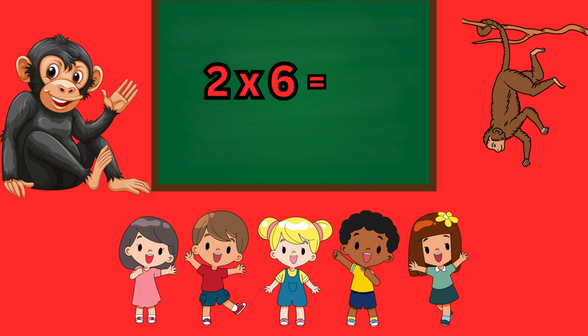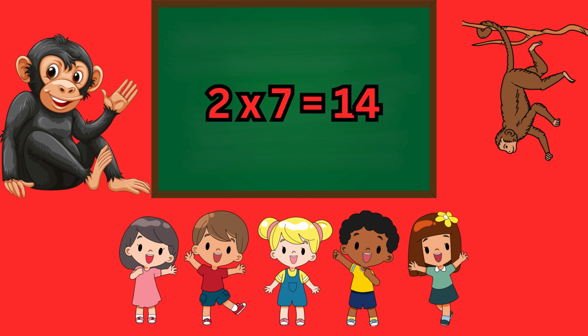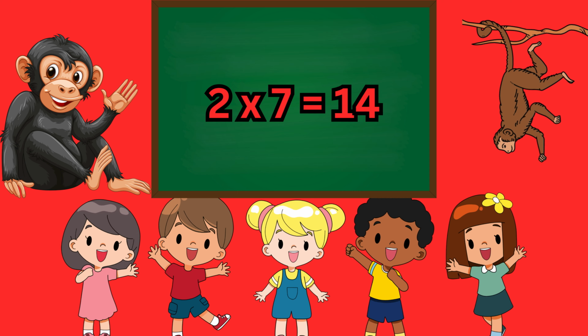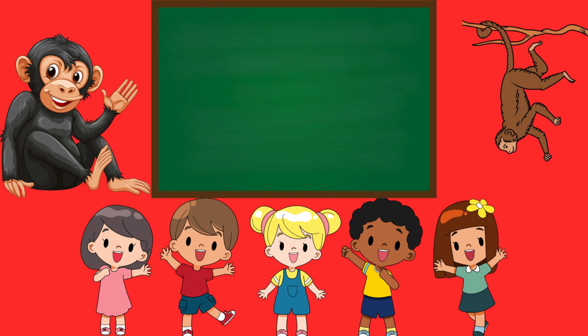2 sixes are 12. 2 sevens are 14. 2 eights are 16. 2 nines are 18. 2 tens are 20.